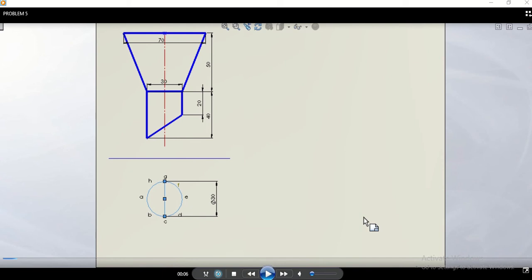Then you know that the maximum diameter of the given cone is 70 millimeter. From the center you draw 35 millimeter on each side and you connect this part. So this completes drawing the orthographic views of the given problem.